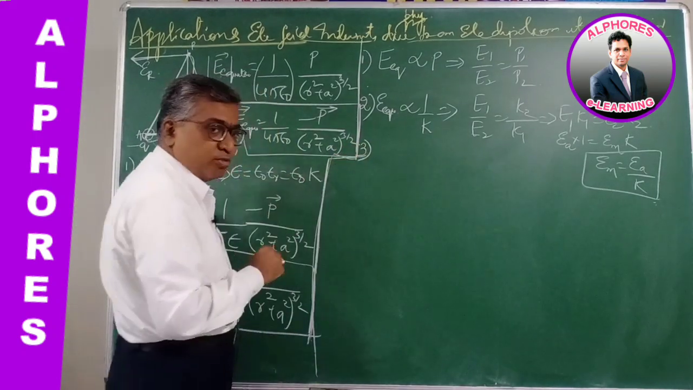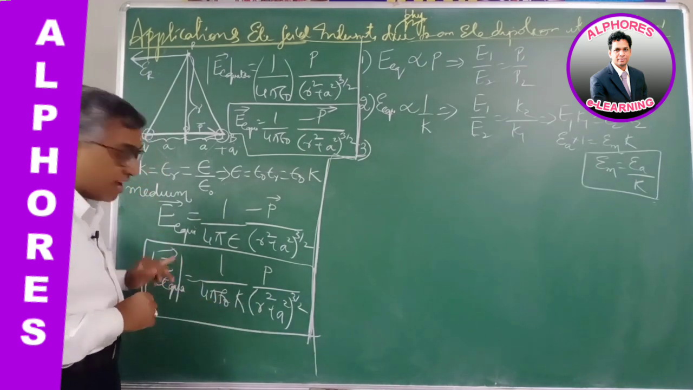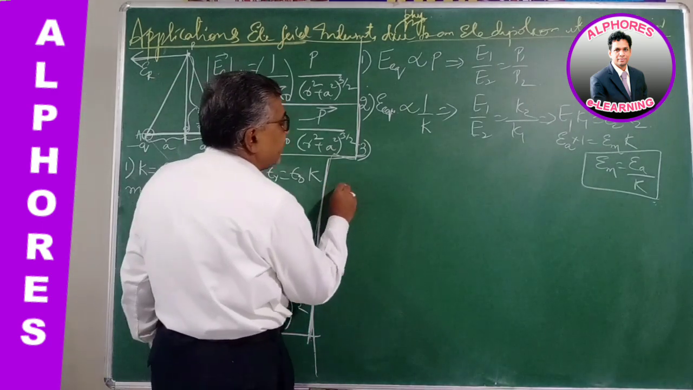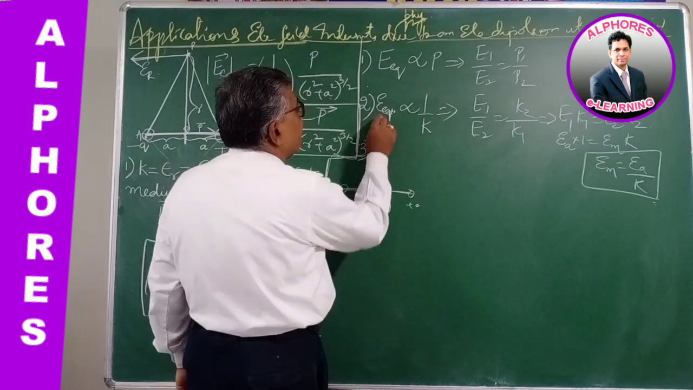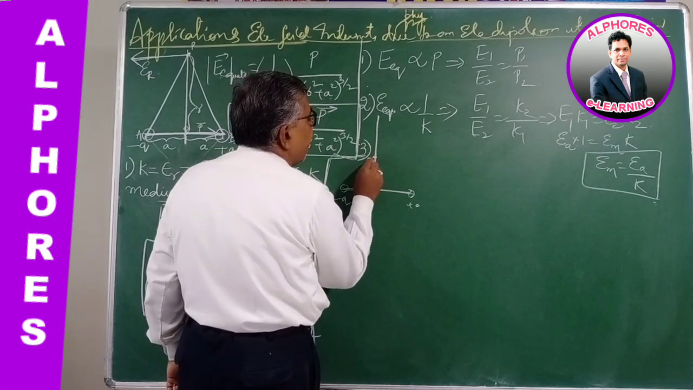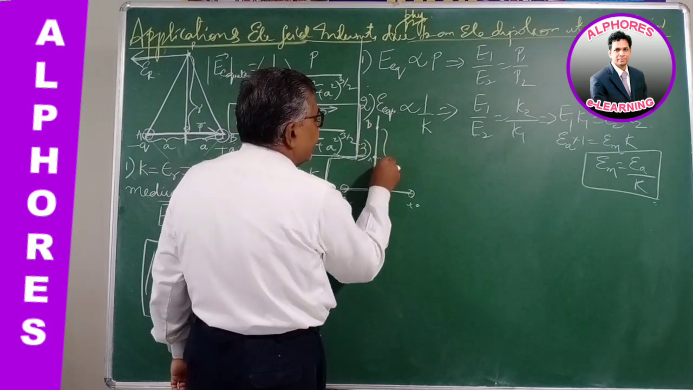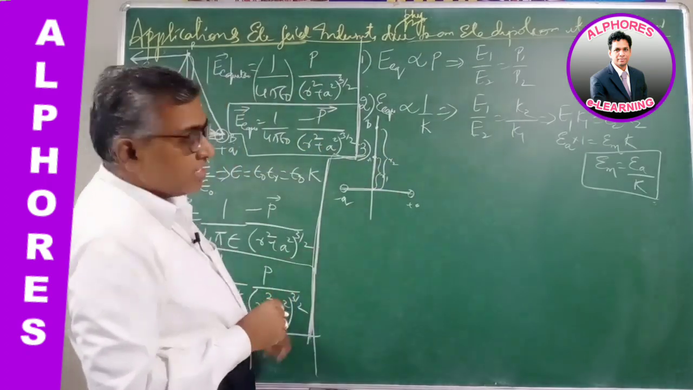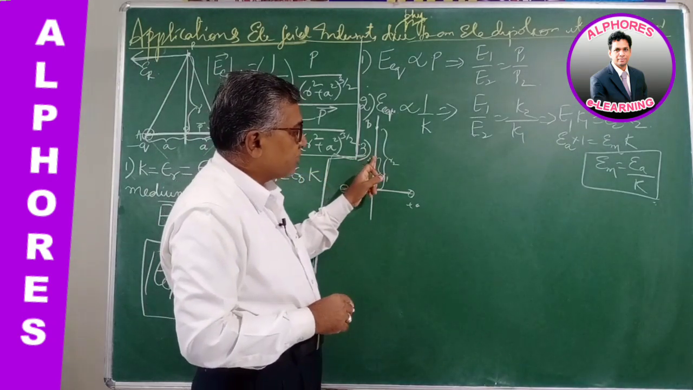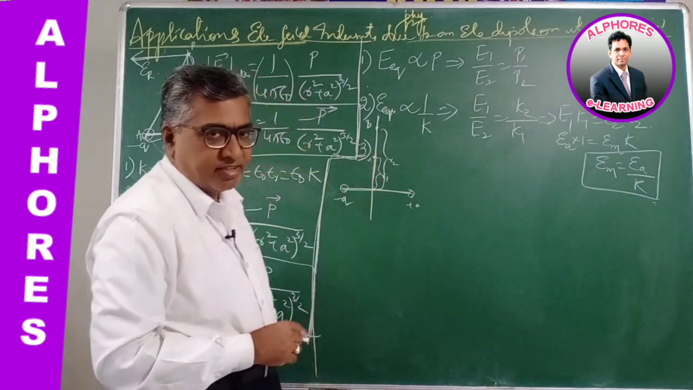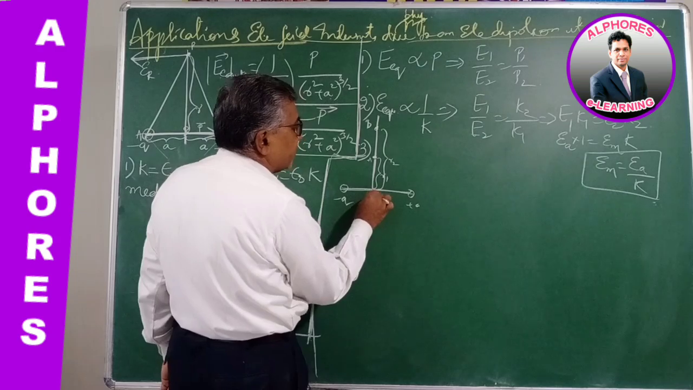Third, the most important thing: the electric field strength varies inversely with R. Suppose there is a dipole, minus Q and plus Q. I am considering 2 points on the equatorial line. Consider 2 points A and B, right? The first point A is at a distance R1 from the center of the dipole, and another point B is at a distance R2 from the center of the dipole.